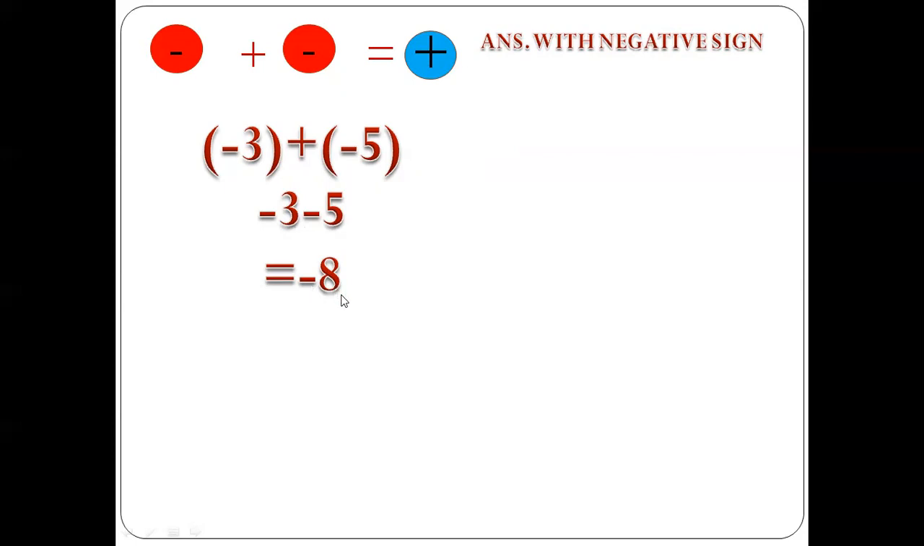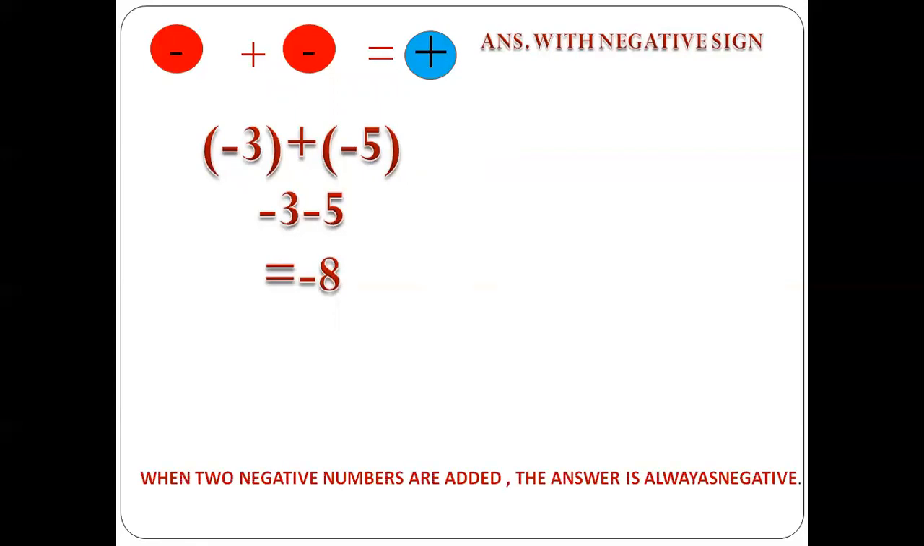So again, you have to remember that when two negative numbers are added with each other, there will be addition between these two numbers, but whichever number we get as the answer, that number will have the negative sign. When two negative numbers are added, the answer is always negative. Now let's see the third example.